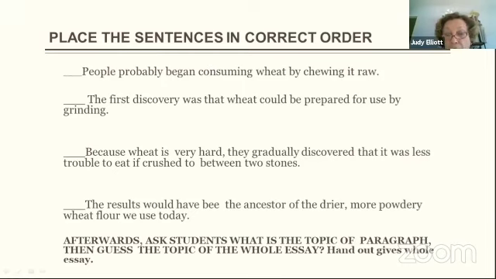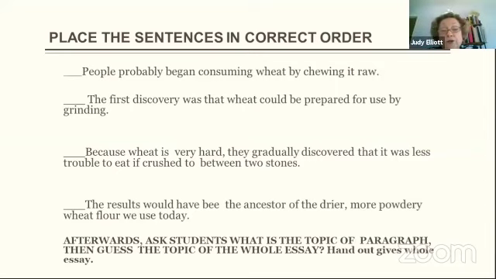Okay. Nasiba has: the first discovery was that wheat could be prepared for use by grinding. Okay, that's number 1. Now, see these transitions, the first discovery, so you can figure out that's the first sentence. Then, what's the next one? Maybe because wheat is very hard, they gradually discovered. Okay, that's the next one.